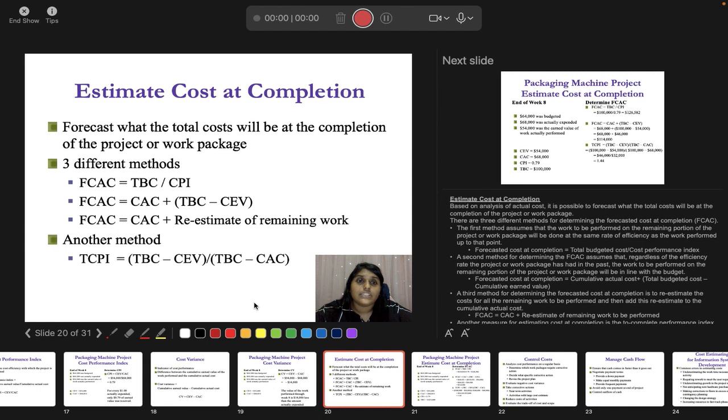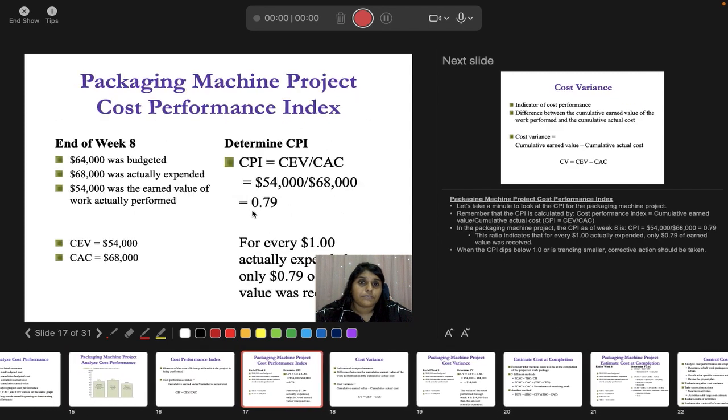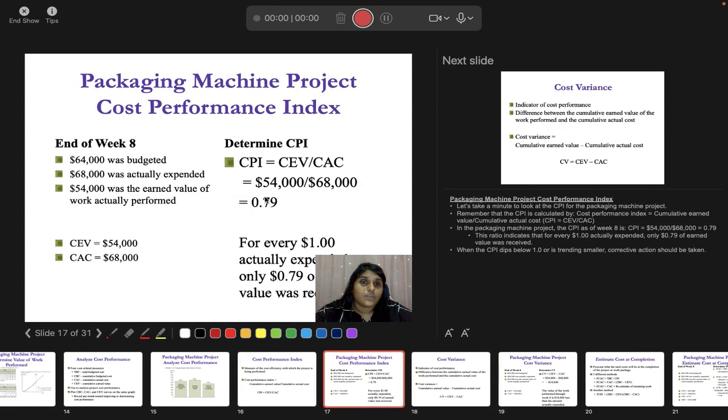So you are going to estimate that the future performance is also going to be based on that particular performance index, right? So this is your performance index. You have figured out that your index is 0.79, that your actual progress is only 0.79. So this is the one that is showing your efficiency. Your efficiency throughout 8 weeks is 0.79.